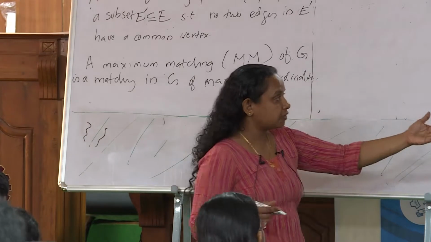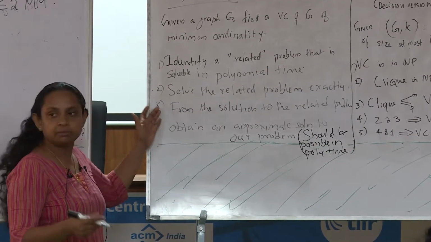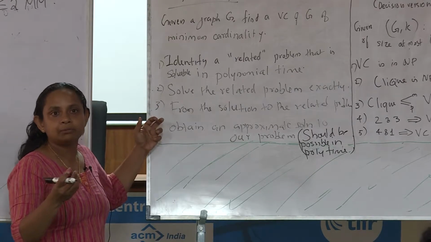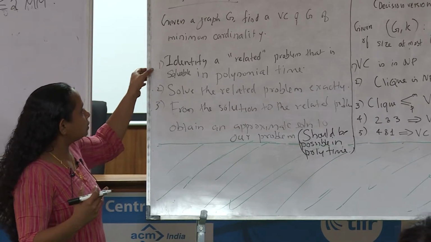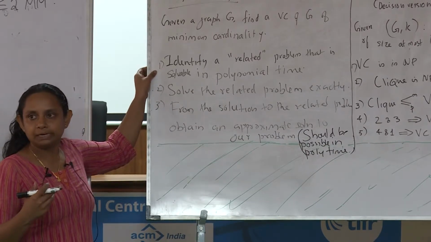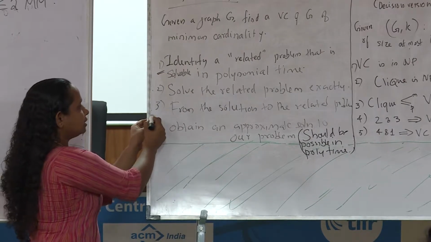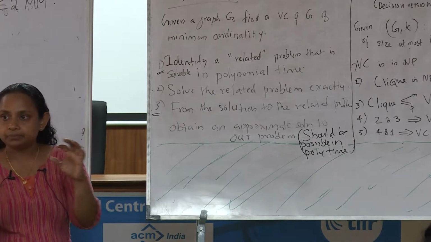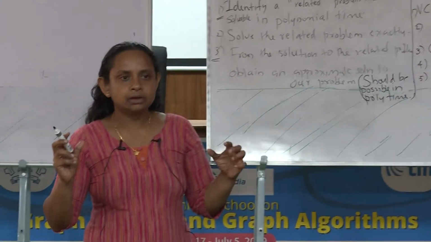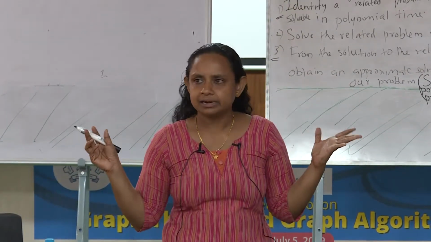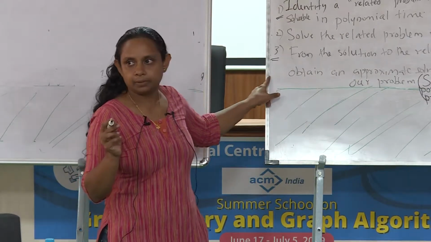I had written some 4 steps here, right? From a solution to maximum matching, he is telling me an easy polynomial time method to get a vertex cover. I have not told you how maximum matching is solved in polynomial time. Okay, I don't know about this one, but I certainly know that if I have a maximum matching, he is telling me a method. This is polynomial time, right? Suppose you have a maximum matching. He is just telling you take both endpoints. It's clearly polynomial time, right? So this step 4 he is telling in polynomial time, okay?